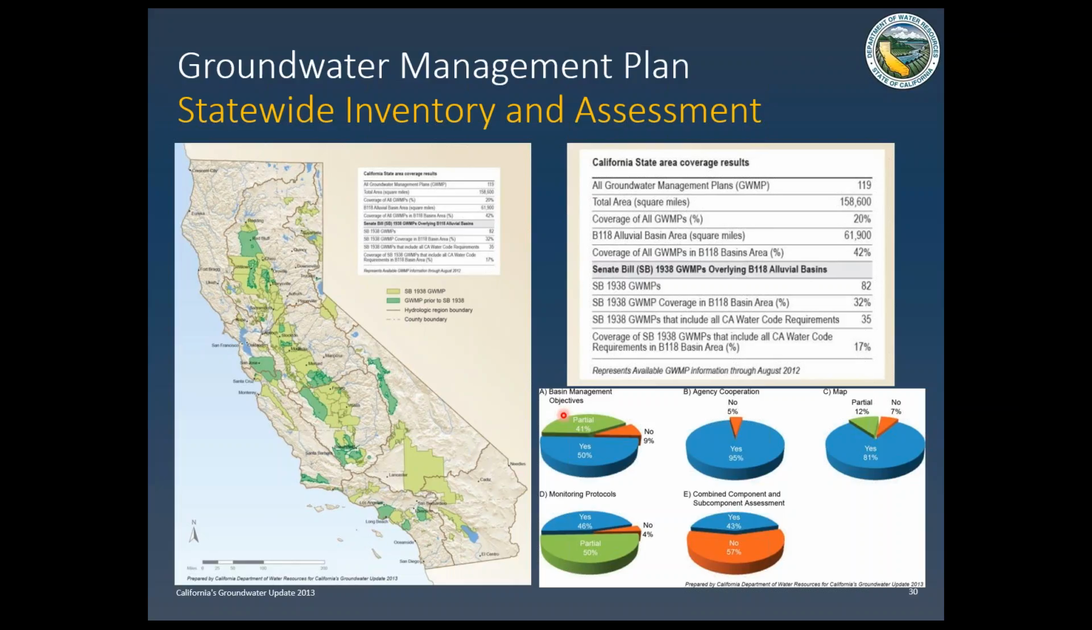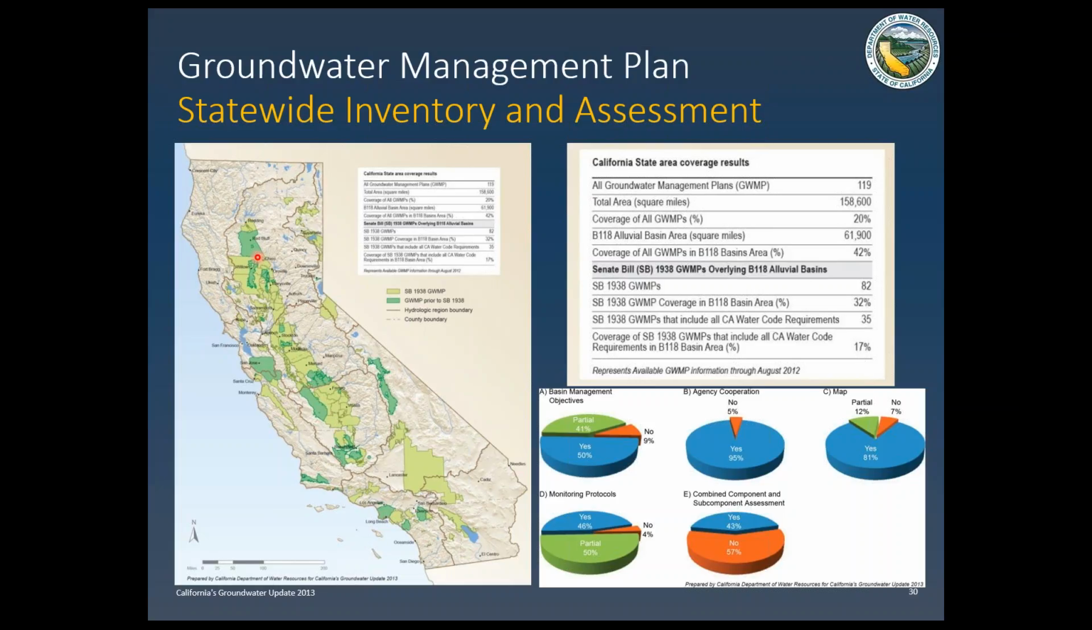Prior to that, they were known as pre-SB 1938 plans, which were all just voluntary components that were part of AB 3030. On the map on the left-hand side, the light green are the SB 1938 plans. The dark green are all the plans that were adopted prior to SB 1938. We did not assess those plans prior to SB 1938.